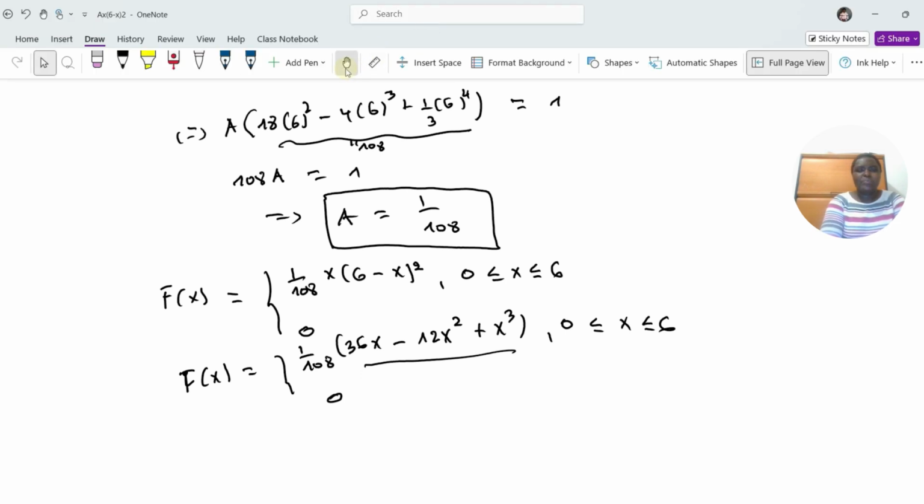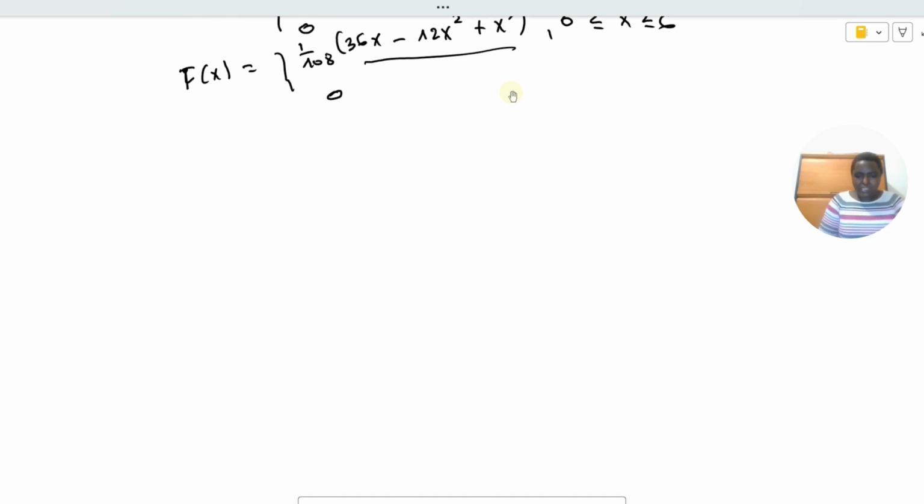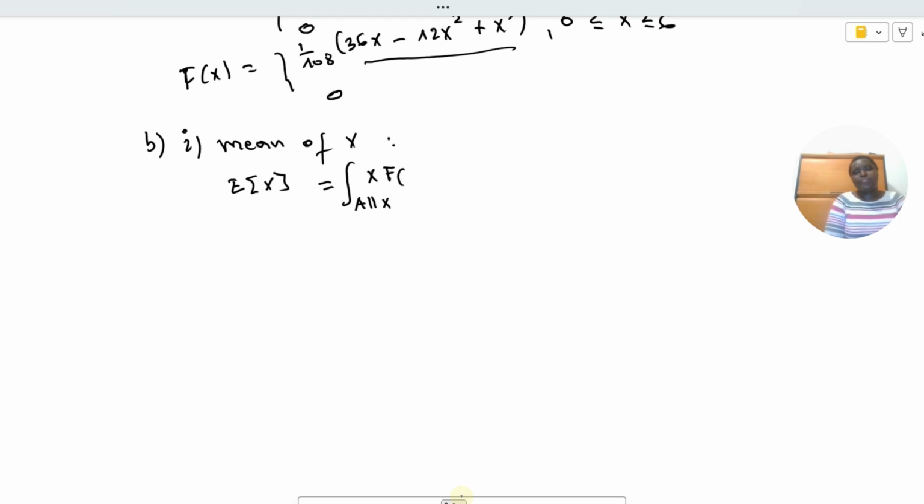In the next questions, we have been asked to compute the mean of our random variable x, the variance and the standard deviation. In B, we have been asked to compute the mean value, mean of x. And the mean of x, how do we compute it? The mean of x is the same as the expectation value of our random variable x. And the expectation by formula is integration for all values of x of x times f of x, then dx, like this.